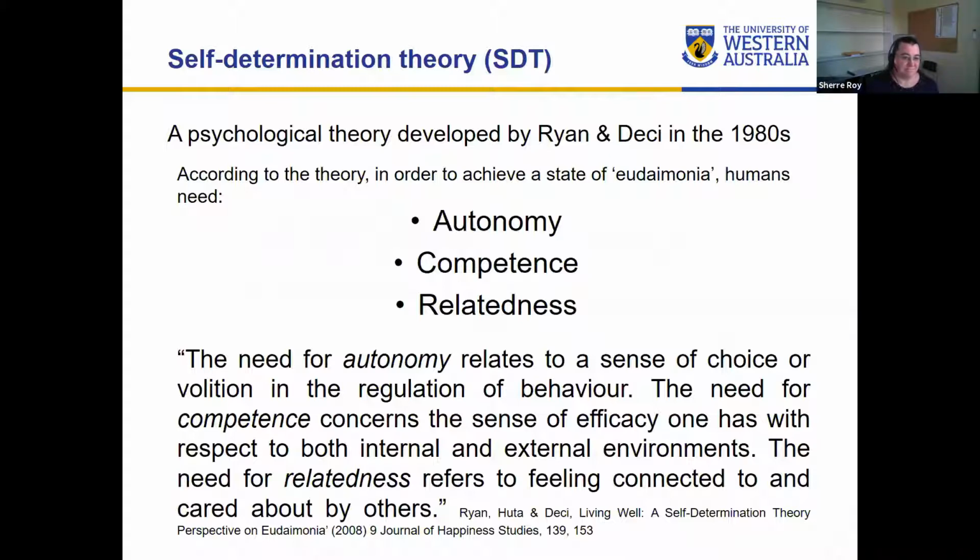So autonomy, obviously, and I've just put a quote from Ryan and Deci, who are the original developers of this particular theory. They talk about autonomy being a sense of choice or volition in the regulation of behaviour. Competence concerns the sense of efficacy one has with respect to both internal and external environments, and relatedness is essentially about feeling connected to and cared about by others.